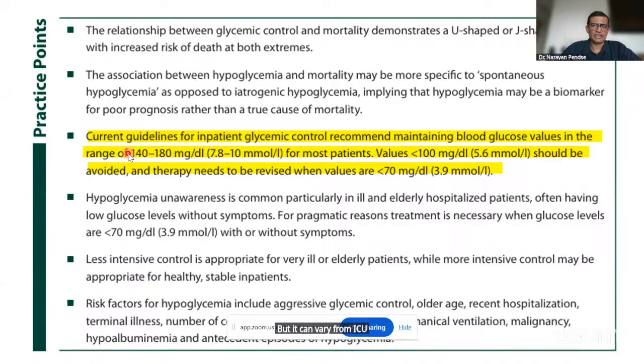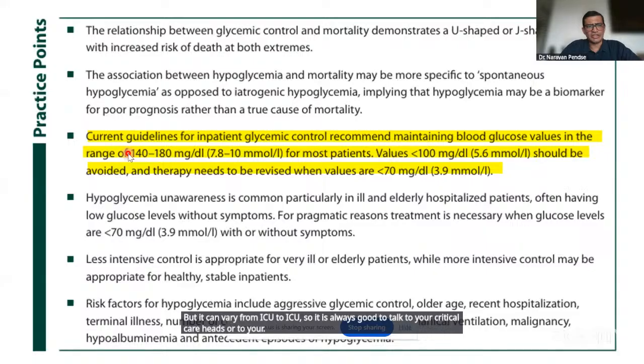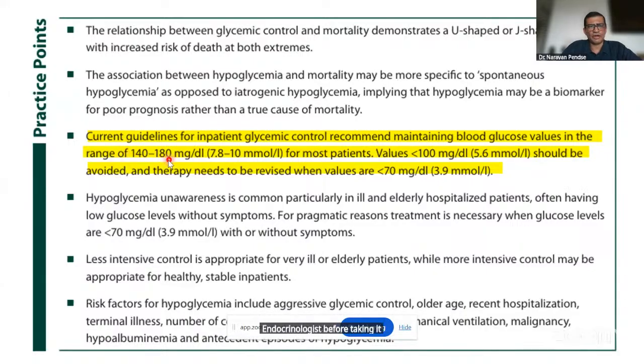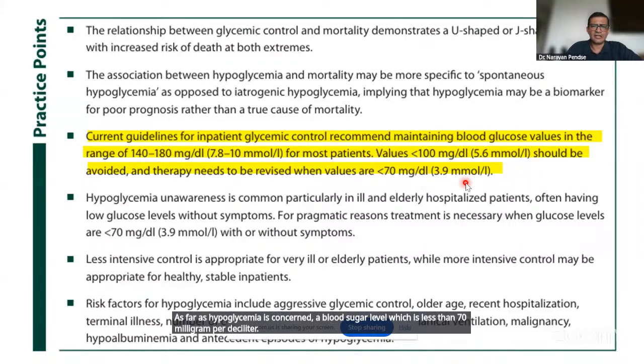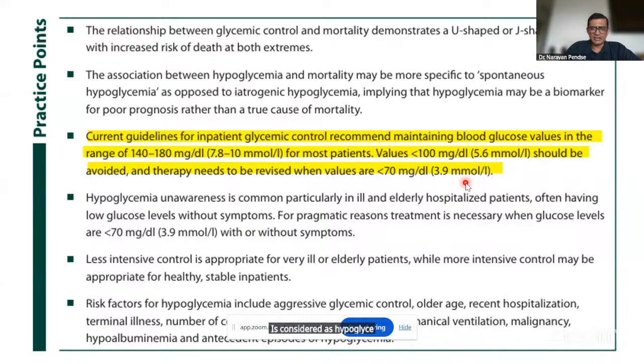So it is always good to talk to your critical care heads or to your endocrinologist before taking it as 140 to 180 milligram per deciliter. As far as hypoglycemia is concerned, a blood sugar level which is less than 70 milligram per deciliter is considered as hypoglycemia. There is a catch in this.